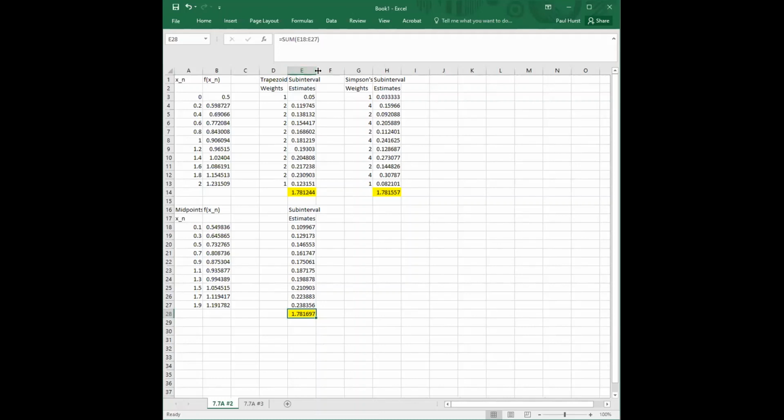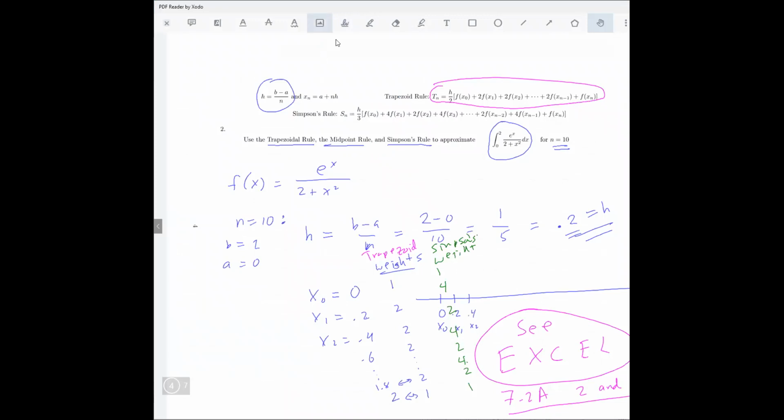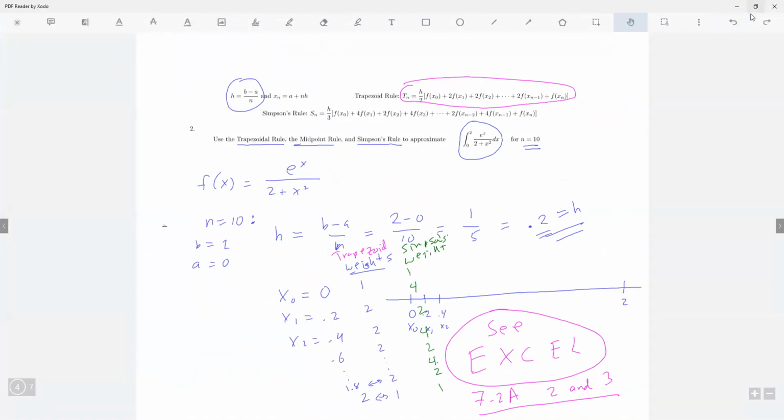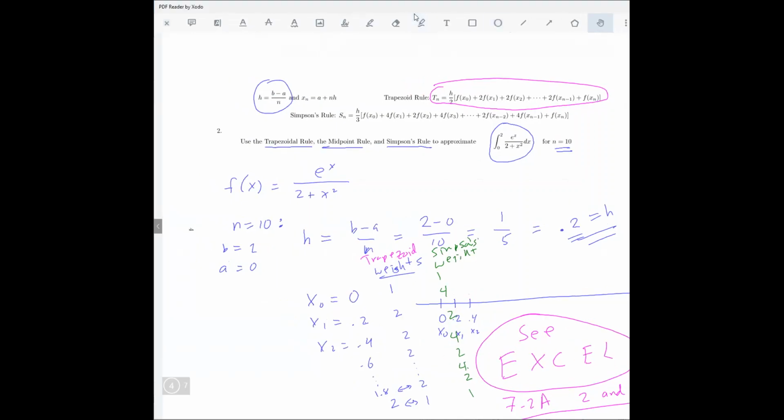And if it's going to more decimal places, then you can make it just 6 by adjusting the width. Okay, and then that was number 2. So you've got the answers there.